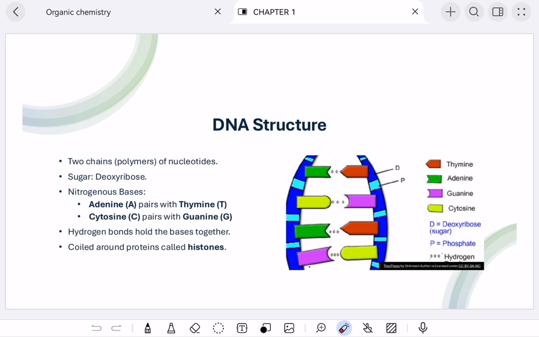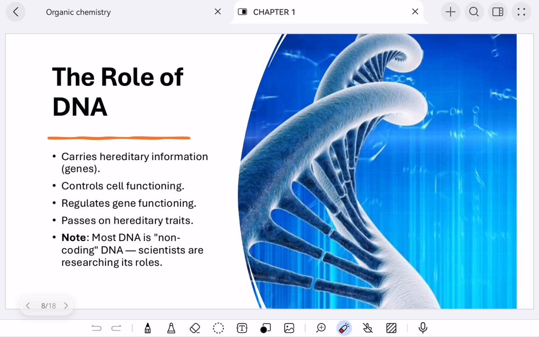So DNA also has a coat of protein, which is called histone, right? It protects the DNA structure, makes it firm, right? So the role of the DNA: it carries the hereditary information, which means it carries the genetic code. And we mentioned in the first series that it controls the activities that are happening within the cell, right? And also it regulates genetic function.